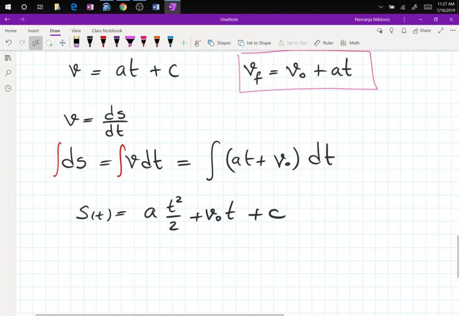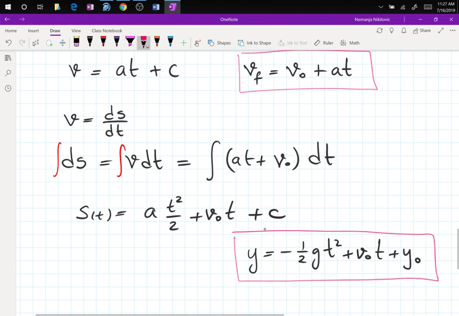And then you will, in general, find this in your physics books as y equals negative 1/2 g t squared plus v0 t plus y0, which is generally for free fall. Now, I did tell you earlier that we can keep the acceleration, or we can put the gravity if you are talking about something that is in free fall.